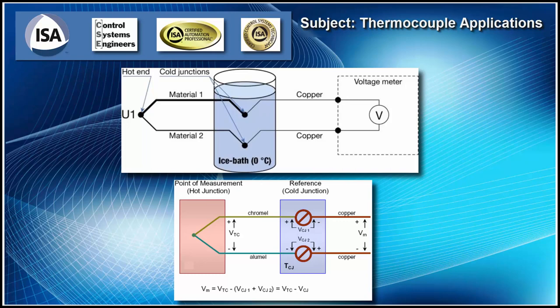Of course, you don't want to build an ice bath. You don't want anything stuck in ice. So we built what's called an electronic ice bath or a cold junction. And the reference junction or cold junction actually subtracts its voltage from the voltage of the source that you're heating. So if you look at this equation at the bottom, it says VM, voltage meter, equals VTC, voltage at the thermocouple junction where you're heating it, minus the voltage at cold junction 1 plus cold junction 2, equals voltage thermocouple minus cold junction.